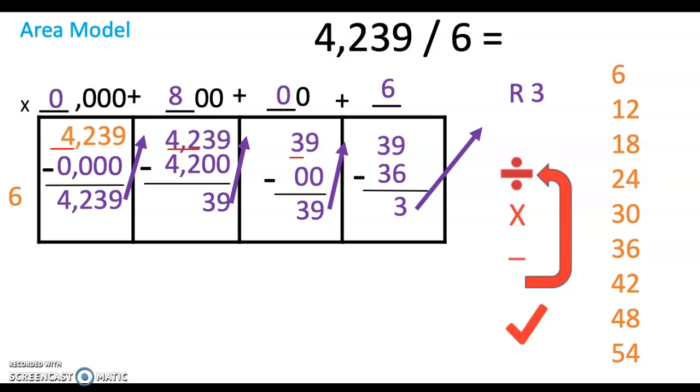That's our remainder. Our answer comes from a 0 in the thousands place, so I know I don't even need that because it's at the beginning. 806, because there's a 0 in the tens place. So 806 with a remainder of 3 is your answer.